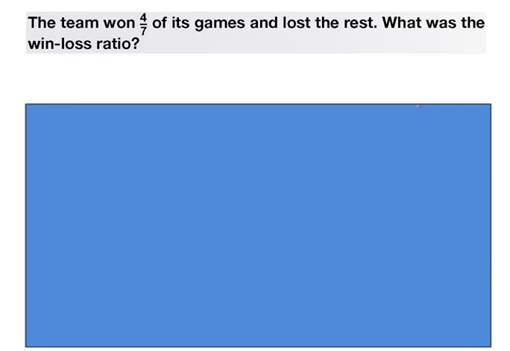Okay, so if a team won 4/7 of its games and lost the rest, what was the win-loss ratio? Meaning for every game they won, how many did they lose? The way we calculate this type of problem is that the team won 4/7ths of its games. So they won 4 out of every 7 games. So that means that they lost how many games?